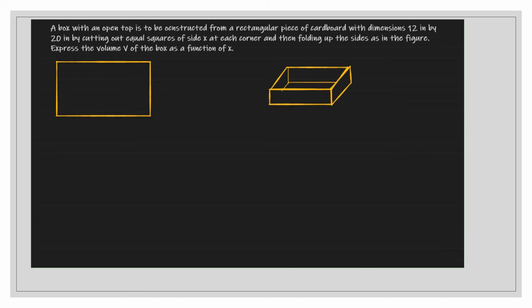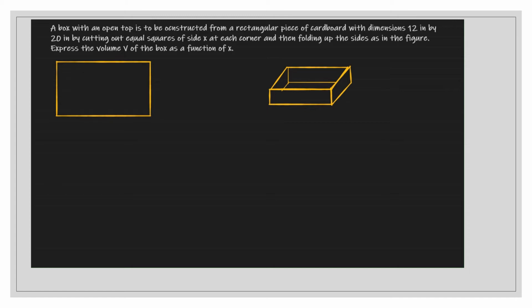A box with an open top is to be constructed from a rectangular piece of cardboard with dimensions 12 inches by 20 inches by cutting out equal squares of side x at each corner and then folding up the sides as in the figure. Express the volume V of the box as a function of x.